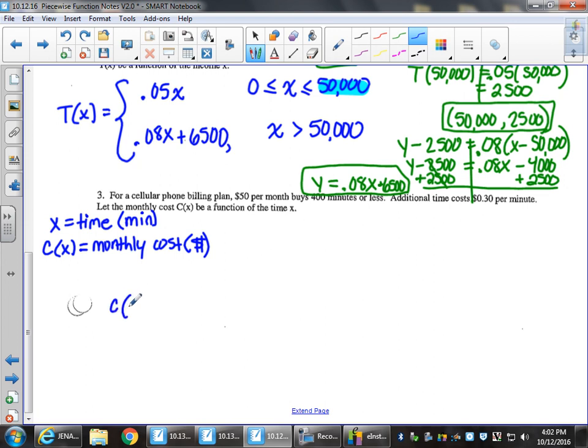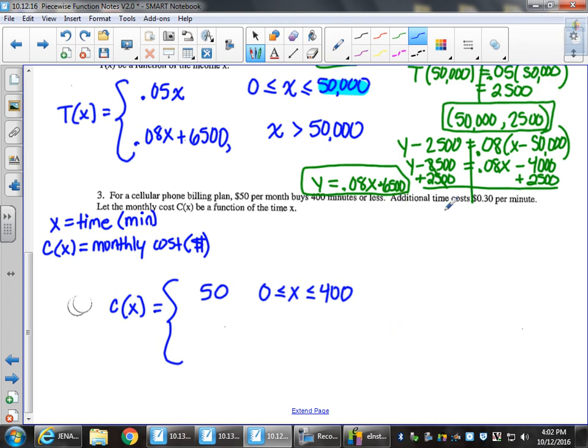So C of X equals, and now let's go back and read for information, $50 per month buys 400 minutes. Now, even though this says per month, we really need to make sure we remember that we're talking about a total monthly cost. So in that month, if you use 400 minutes or less, you have a flat bill of $50. If your minutes are between 0, because we can't have negative minutes, and 400, your bill will be $50 for that month.